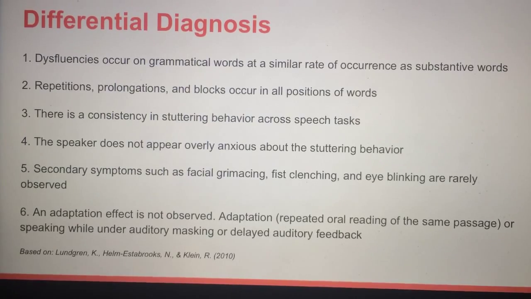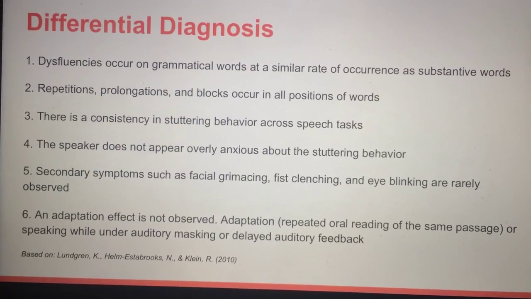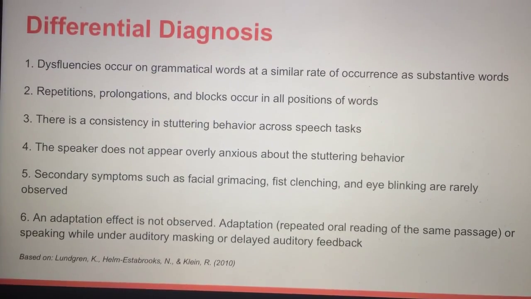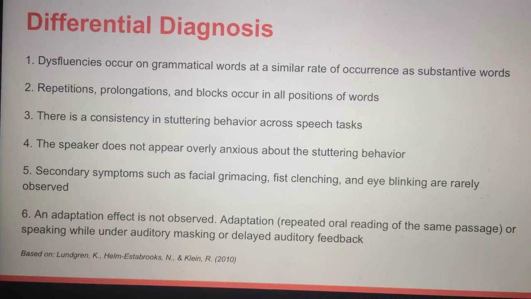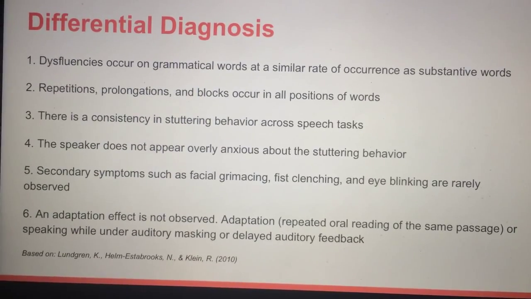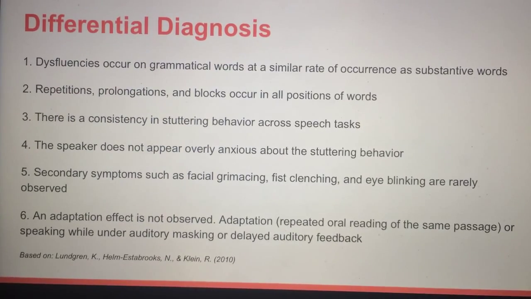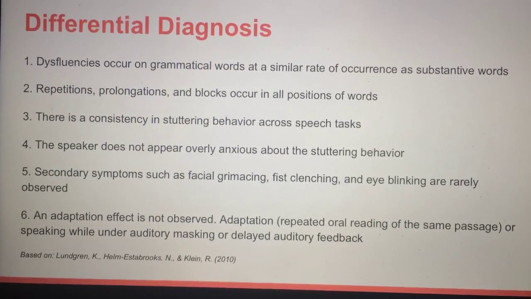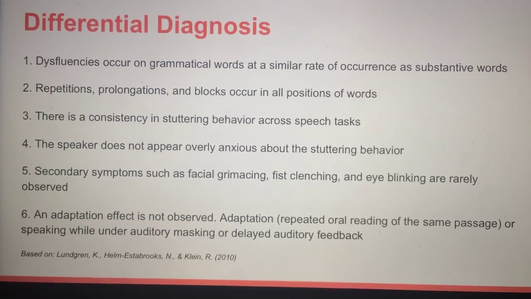To help aid in the differential diagnosis of neurogenic stuttering, there are 6 characteristics based on the study by Lundgren, Helm, Estabrooks, and Klein, and these should be looked at kind of as a rule of thumb, and not all neurogenic stuttering will present exactly the same, but you must evaluate and treat your patient based on the individual.